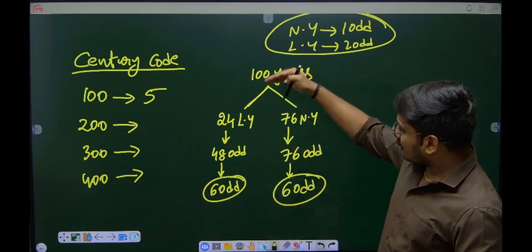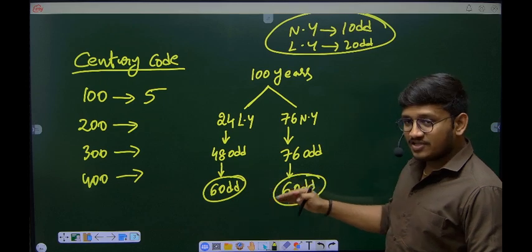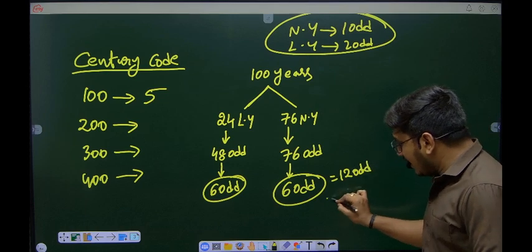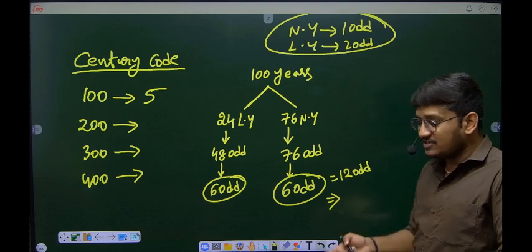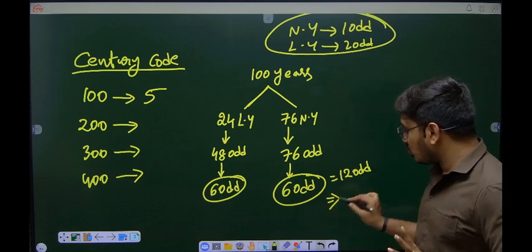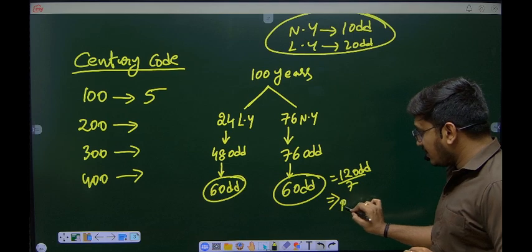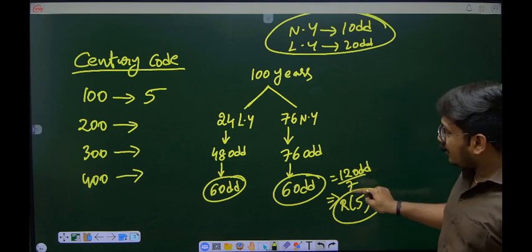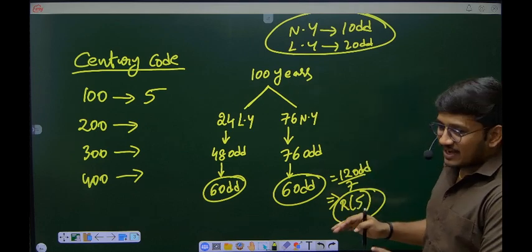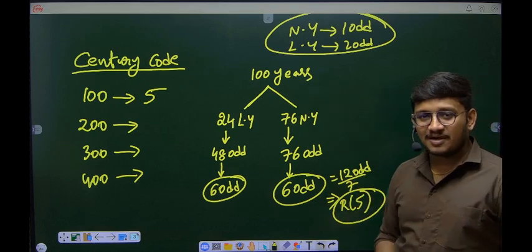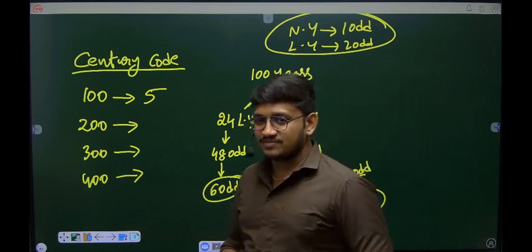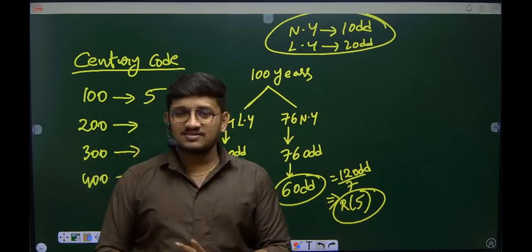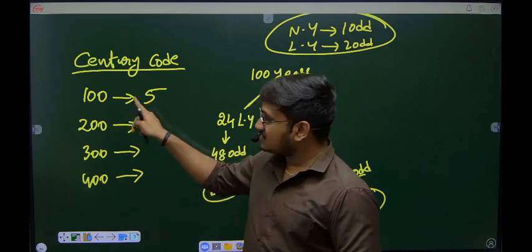Now if you observe, out of 100 years, 6 odd days here and 6 odd days here. If I add both, I get 12 odd days. Again we divide by 7, since 12 odd days means I can form one complete week. 12 by 7, the remainder is 5. So this is how we got 5 odd days from 100 years. In the exam, rather than doing all this procedure, you can simply remember the numbers: for 100 years, 5 odd days.